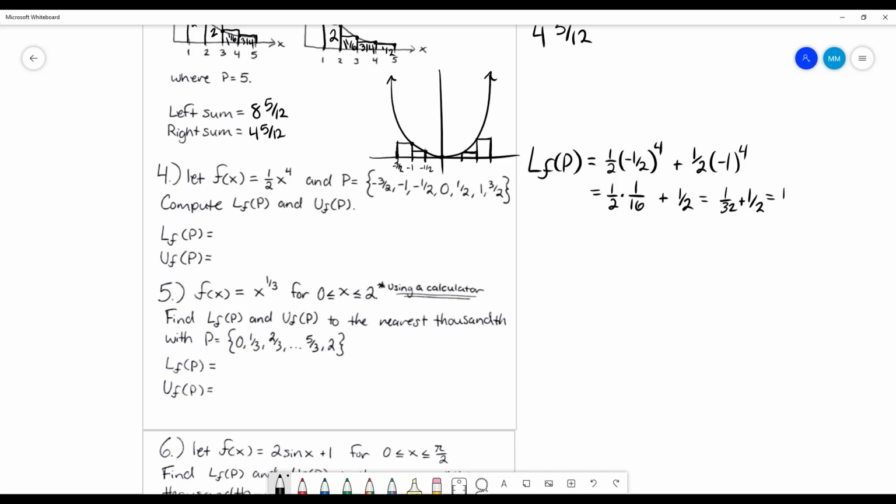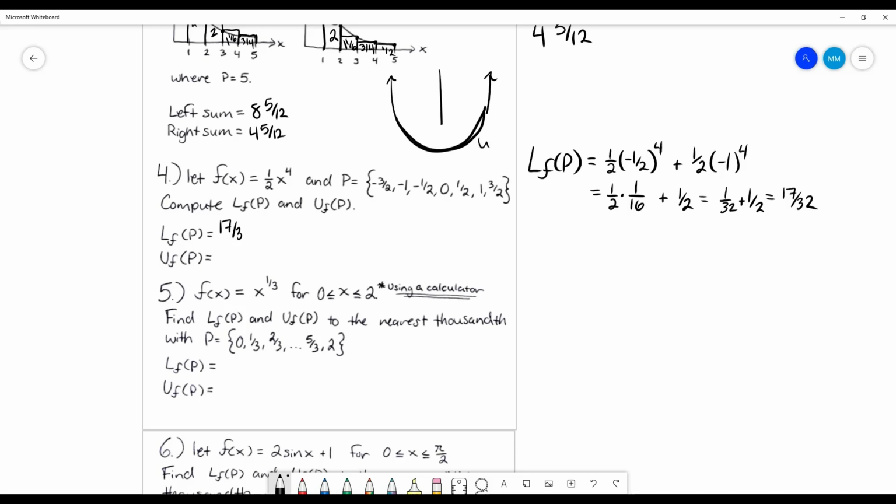which is 17/32. I think that's right. I'll have to double check that at some point. And then for our upper sum, of course, we're going to do this graph a little differently. Of course, the actual graph of the function stays the same.